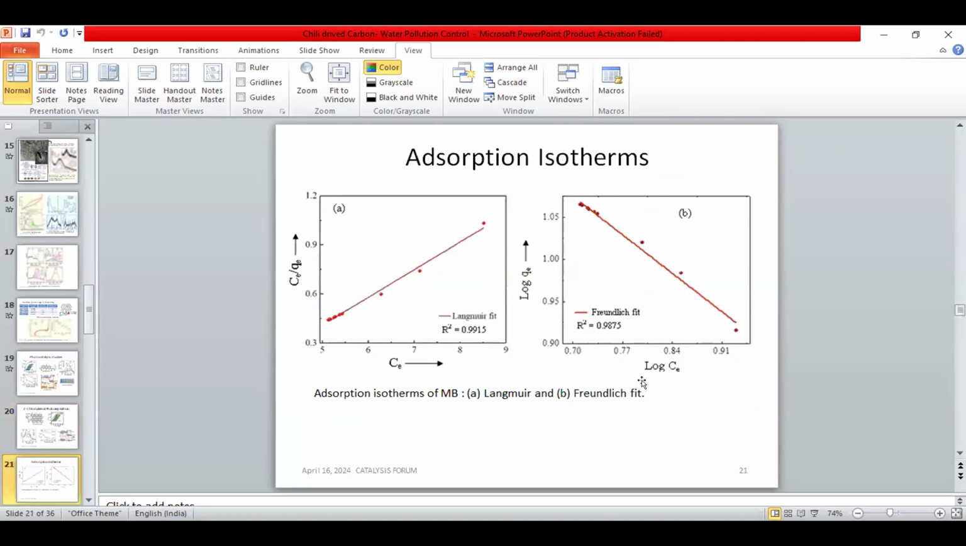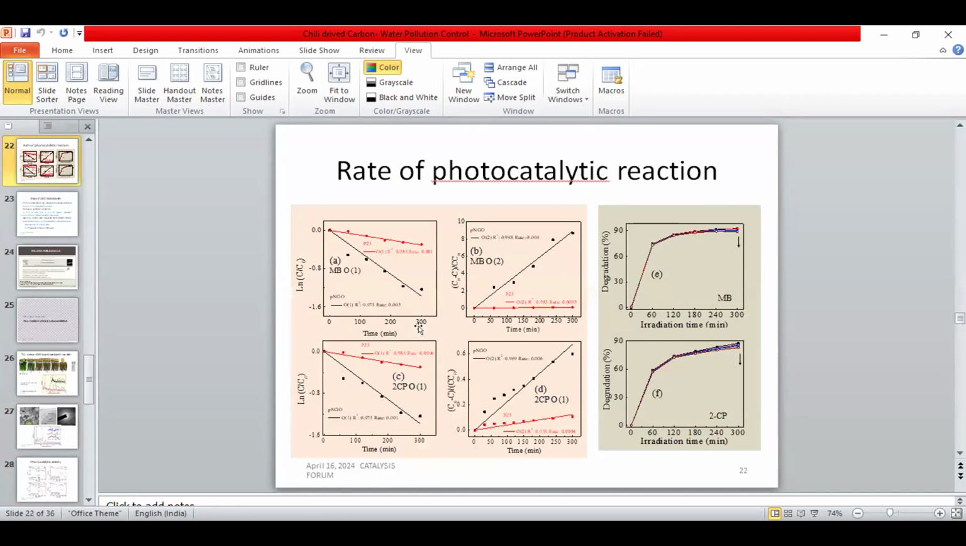Because of enormous adsorption, we are interested to find out the isotherm by which the adsorption takes place. We found that this is a Langmuir type having a fitting of 0.99. So Langmuir means here monolayer adsorption takes place homogeneously. Now we are interested to find out the rate of the photocatalytic reaction. So we have taken both first order and second order. We found that methylene blue and 2-chlorophenol both degrade in a first order kinetic way, giving kinetic rates of 0.003 and 0.001 per minute respectively.